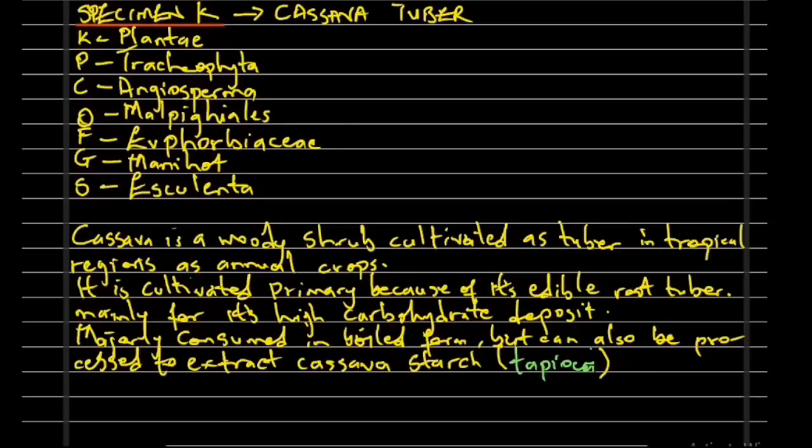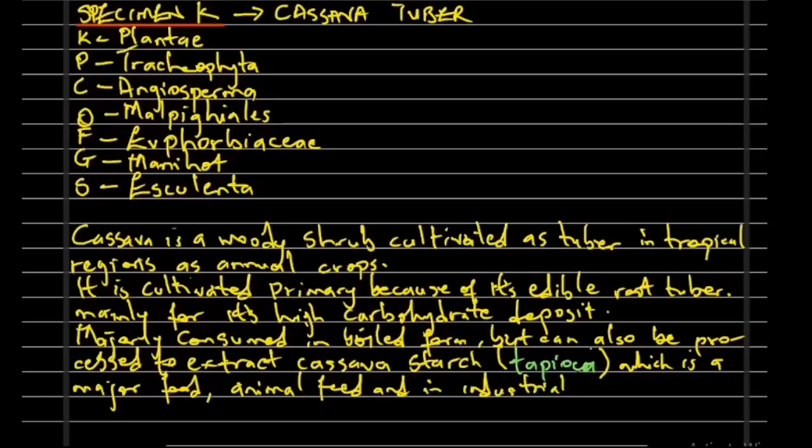And this is a major food. We also use it to feed animals, as well as it being used as a raw material in industrial processes. So these and more are the uses of this particular substance.